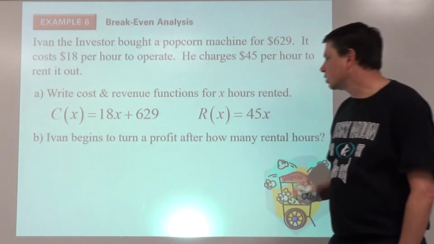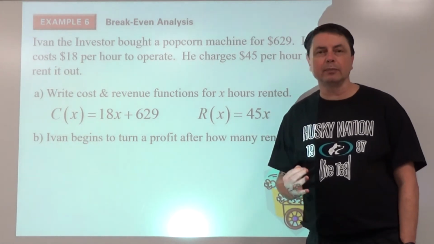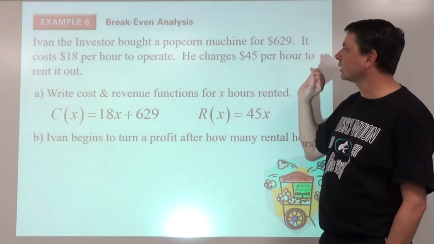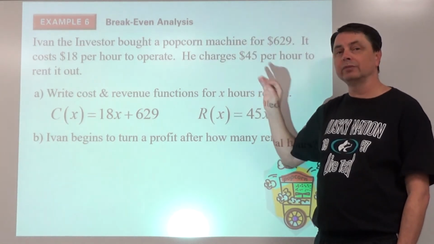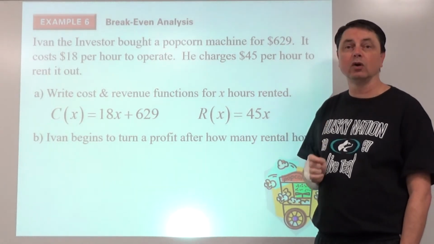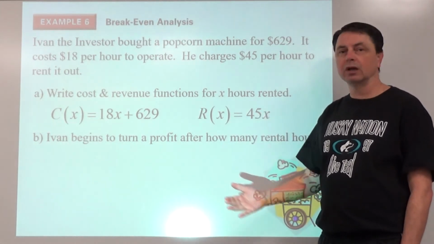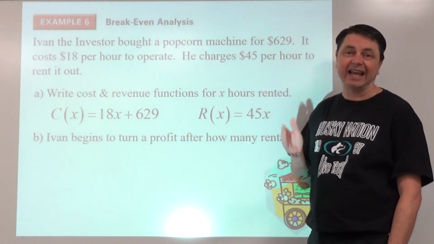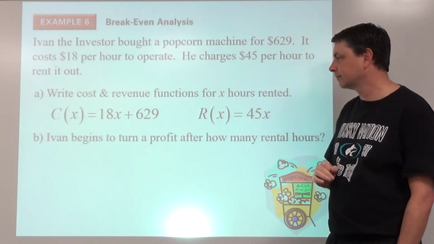So he begins to turn a profit after how many hours? Now we've got to be really careful about how we think about this because, and it's not listed here in the problem, we're going to assume that he only gets to rent it out for a whole number of hours. So if someone says, I want it for 20 minutes, no, you got to rent it out in hour blocks. You can get 1 hour, you can get 5 hours, anything like that.